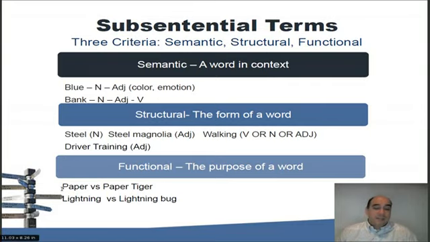You could do the same thing with things like paper, which looks like a noun, but when you say paper tiger, all of a sudden, a noun and a noun, the first noun is going to be an adjective. It's in the adjective position. Same thing here with lightning and lightning bug.